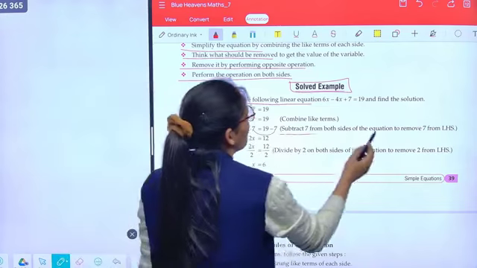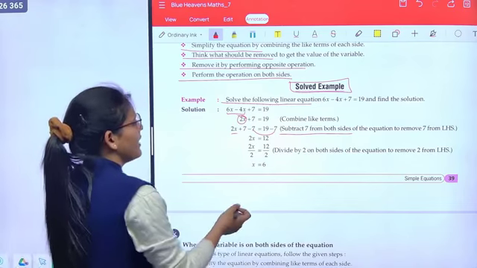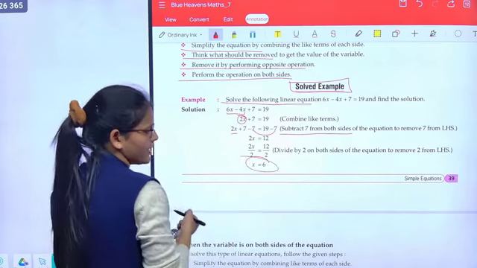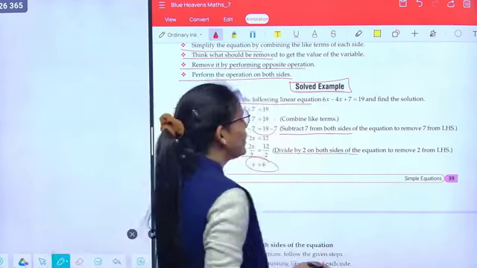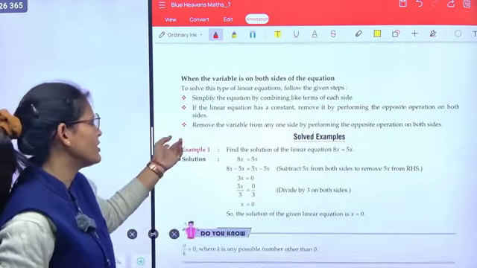19 subtract 7 from both sides of the equation to remove 7 from LHS. Now class, हमने subtract किया दोनों साइड, तो क्लास क्या होगा? x की वैल्यू 6. Divide by 2 on both sides of the equation to remove 2 from LHS.